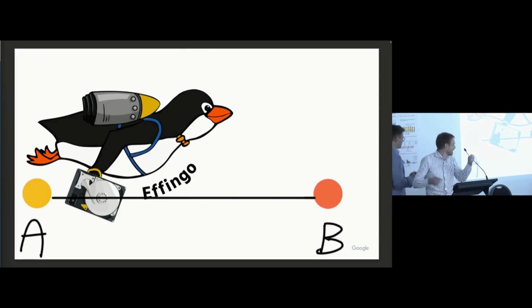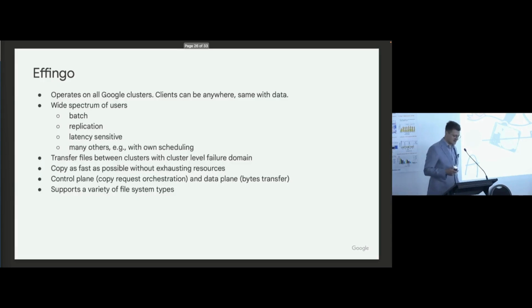So we've got Effingo. That is our internal service for copying files on our storage file systems, mainly Colossus. And it operates on all Google clusters. It was created initially about 15 years ago, and it scales all the time. We keep developing this software.